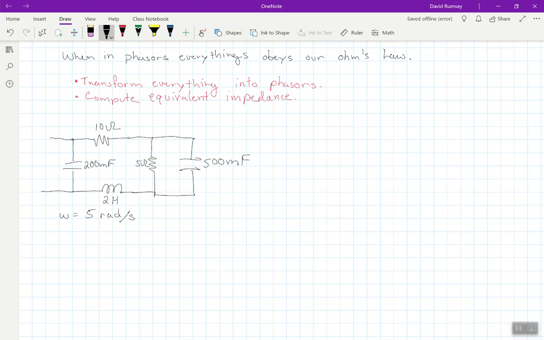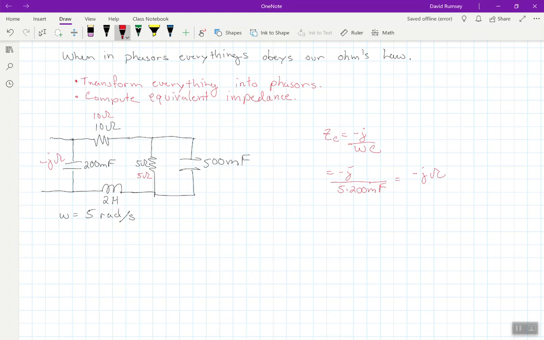All right, so let's first transform everything into phasors. The 10 ohm just stays as 10 ohm. The 5 ohm stays as 5 ohm. Now let's look at the 200 millifarad capacitor. The impedance of a capacitor is minus j over omega C, so we get minus j over 5 times 200 millifarads, which is equal to negative j ohms.